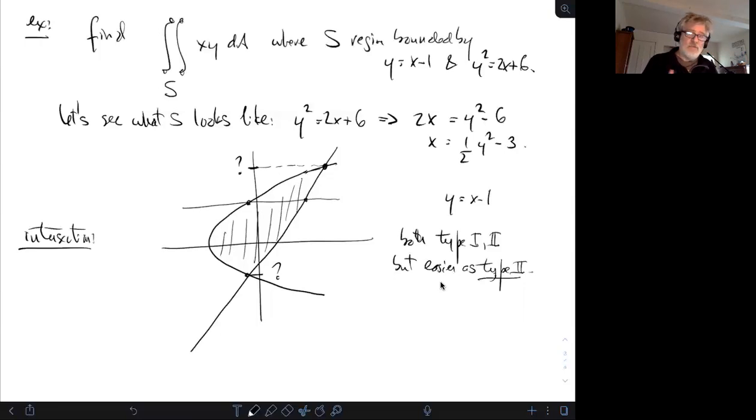Right? And since I'm looking for the values of y, I'll immediately state my intersection in terms of y, right? So I have x equals 1/2 y squared minus 3, and x is equal to y plus 1. And so putting those together, I'm going to get that y plus 1 equals 1/2 y squared minus 3, right? They're both equal to x.